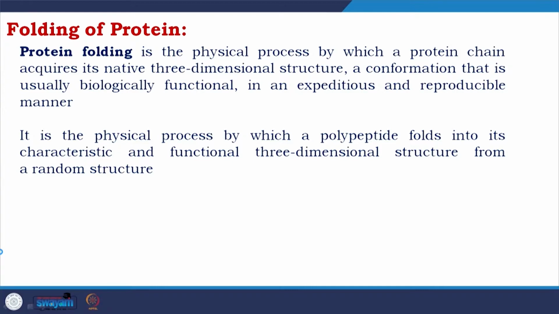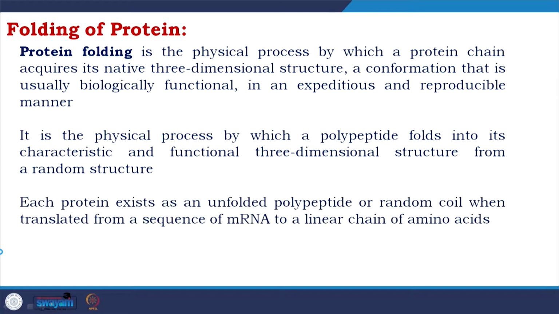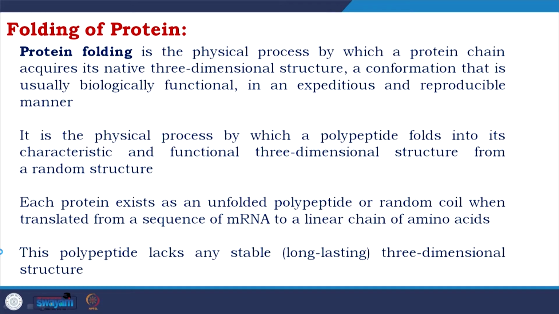It is the physical process by which a polypeptide folds into its characteristic and functional three-dimensional structure from a random structure. Each protein exists as an unfolded polypeptide or random coil when translated from a sequence of mRNA to a linear chain of amino acids. This polypeptide lacks any stable three-dimensional structure.